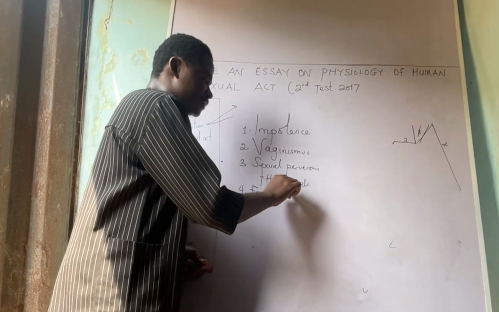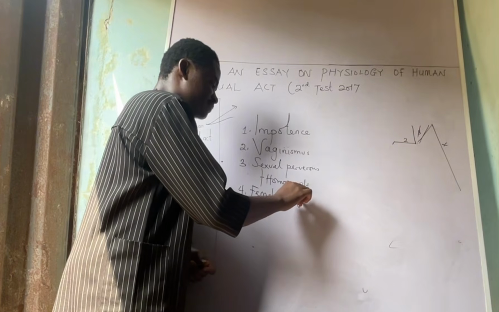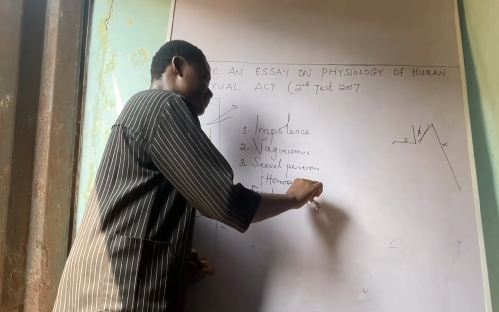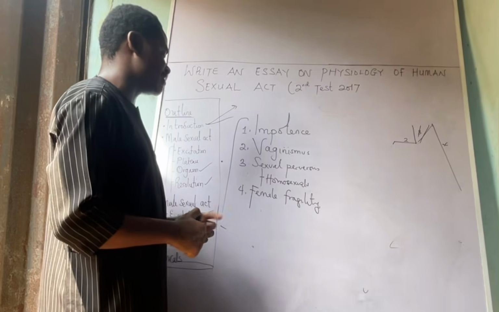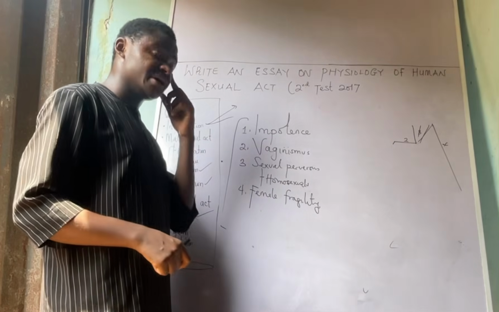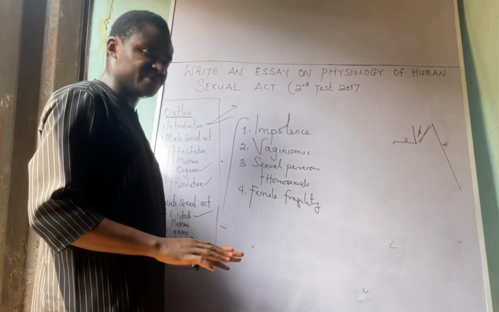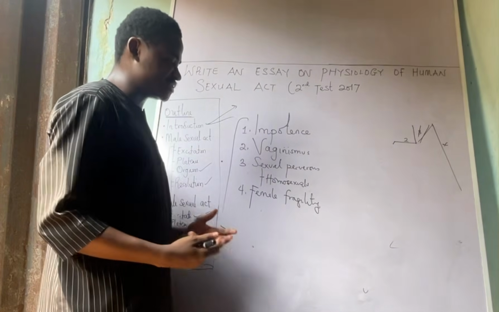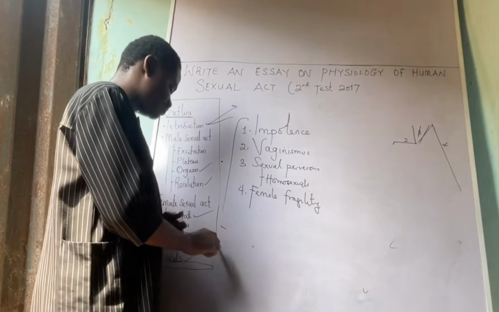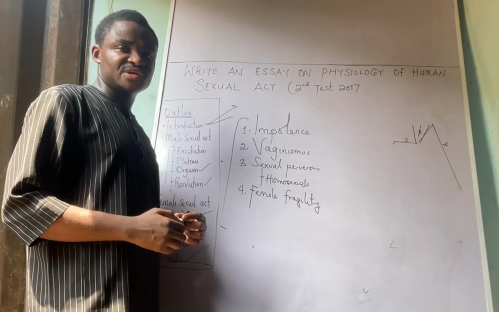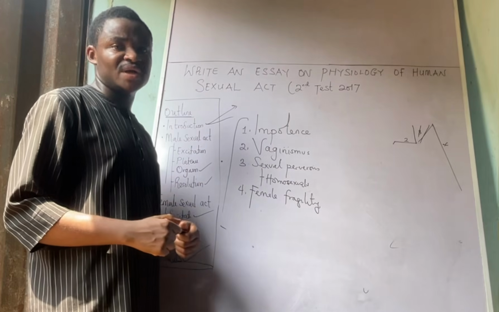Okay, we also have the likes of female fragility. Okay, so the list goes on and on. There are lots of them you can list out there for your exams. Even those that we have hyposexual action, those that we have hypersexual action, and a whole lot. So at least 3 or 4 in your clinicals will do you good. So these are essay points on the physiology of the human sexual act.